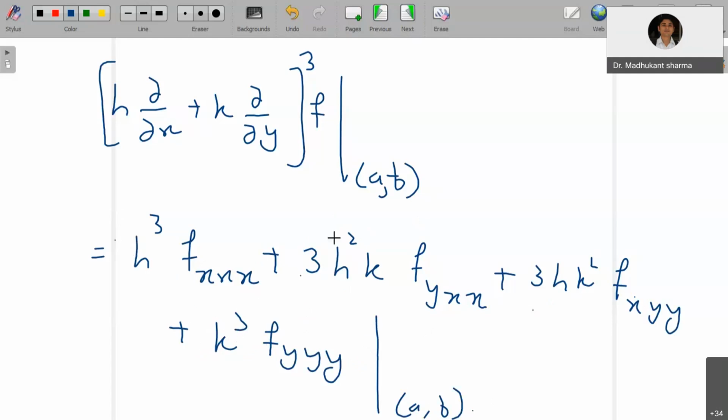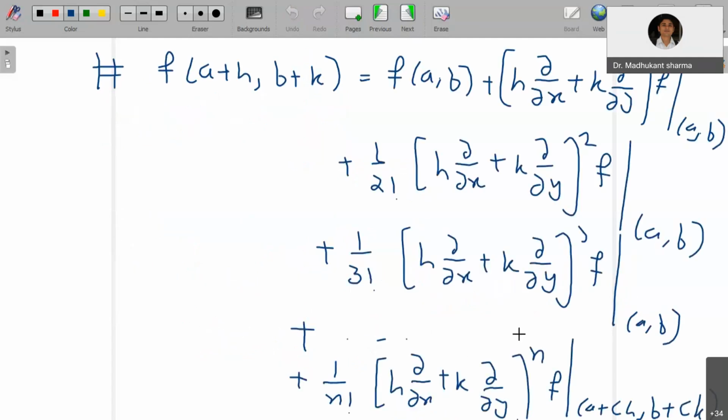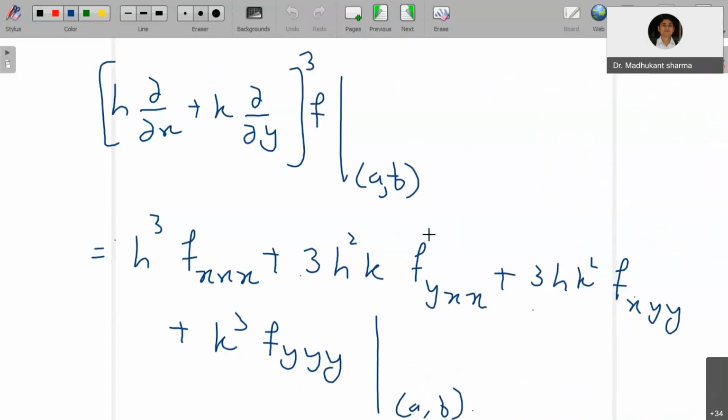Okay, so this is how you will expand. Similarly for the fourth power, and so on. And the last term is the nth order term. Yes, of course, when the nth order partial derivatives exist.